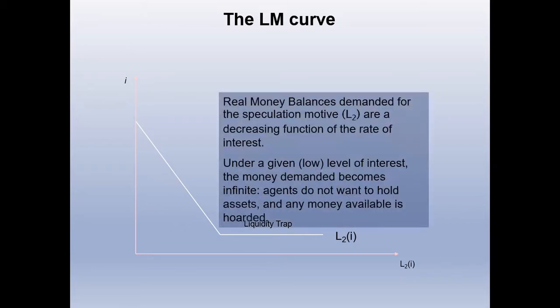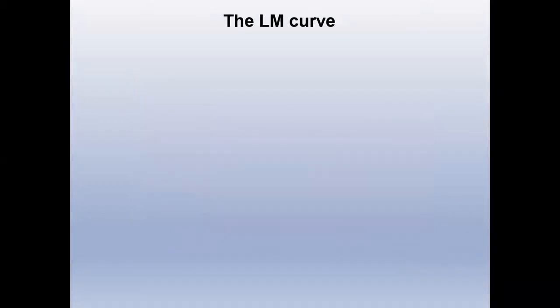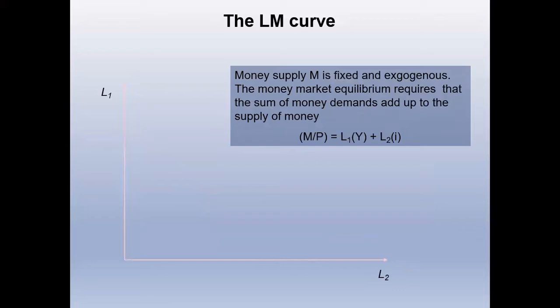The interest rate is not effective. If the real money balances demanded for speculation are decreasing due to the decrease of the interest rate, there is no need to hold any money, and this is called a liquidity trap. It happens when the interest rate decreases. Money supply is a fixed and exogenous factor. The money market equilibrium requires that both of them equal each other.